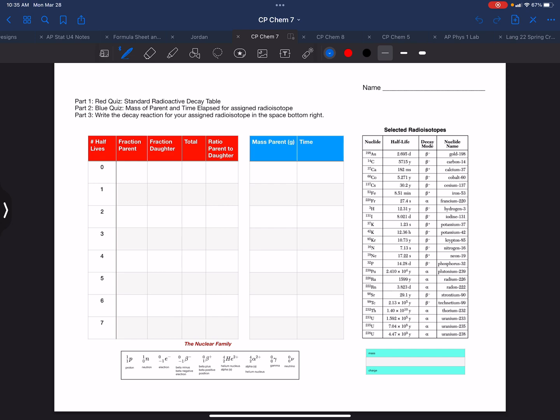In this video, we'll go over how to fill out the radioactive decay tables. So the first thing that we need to know, we have to understand this, is that half-life is the length of time required for half of the radioactive parent to decay into the daughter.